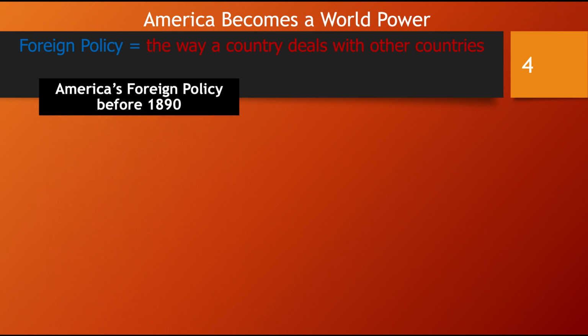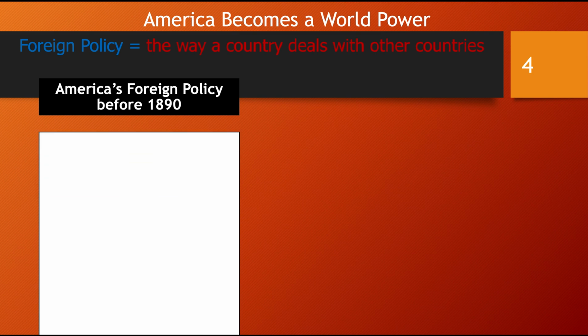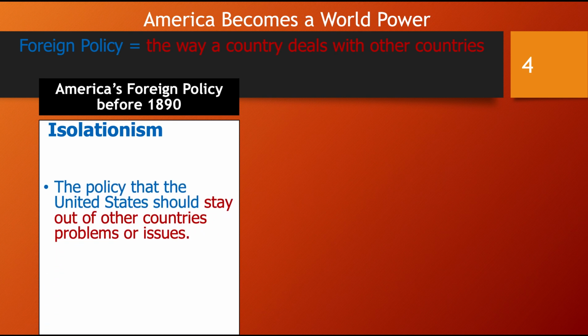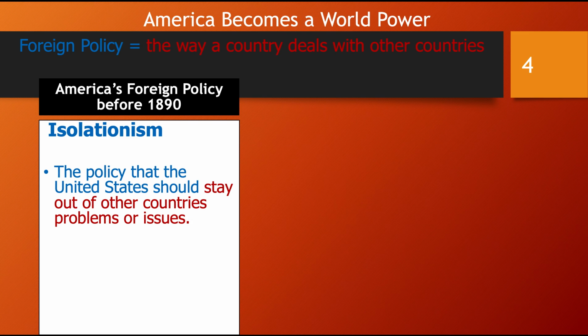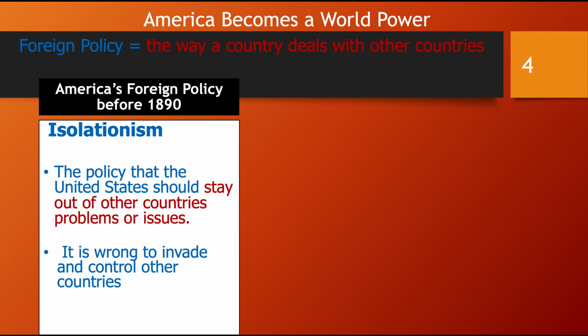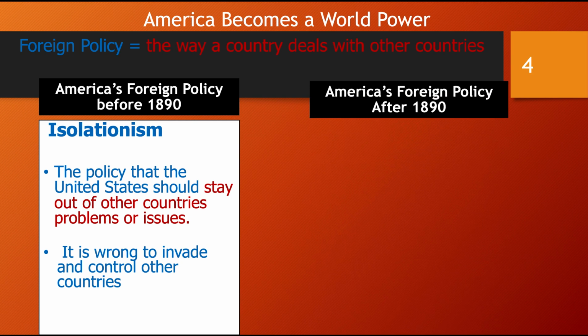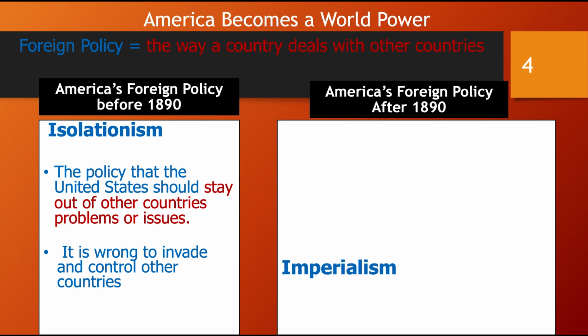America leading up to the 1890s had an isolationism policy. If you look at isolationism, that root word isolation, this means that the United States stays out of other countries' problems or issues, completely out of it. It is wrong to invade other countries, and this is the policy that they believed in. On the other hand, American foreign policy after 1890 is imperialism.